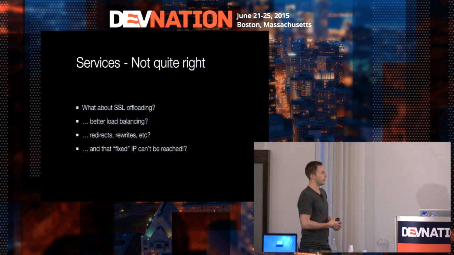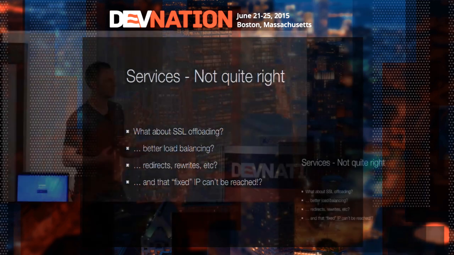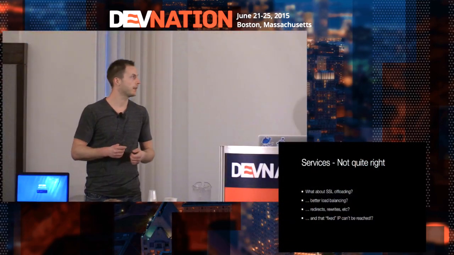Because if you actually take this to production, there are some other questions you have to answer. For example, how do you do SSL offloading? Kubernetes services don't do SSL offloading because they are not HTTP load balancers. They're just proxies to my pods. They're much simpler. So does that mean I have to take my SSL connections all the way to the pods? That's probably not convenient.